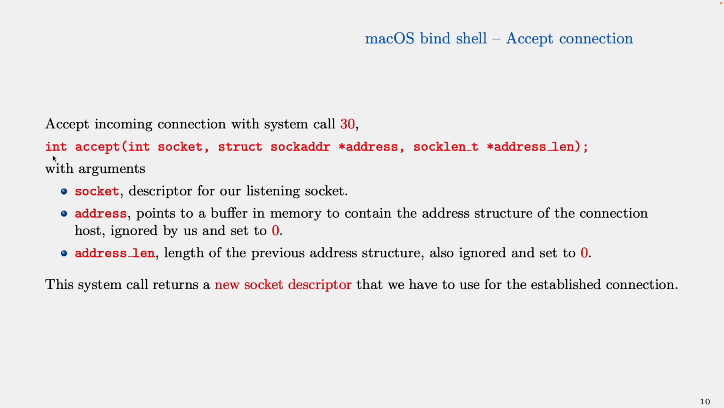Here the return value is important again, because the accept call returns a new socket descriptor for the now established connection, and from now on we will be only using this new socket descriptor. Okay, so we will no longer be using the socket descriptor from our original socket call, but from now on we will use the one that is returned by this accept system call. And let's implement this one.